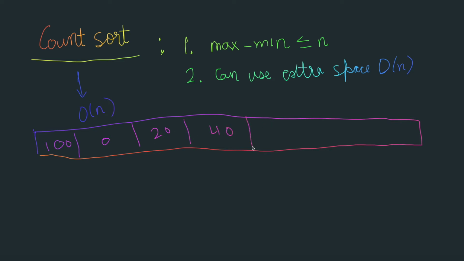There is more space, so we can add more than 5 elements. So it has 7 elements: 50, then say 15, and the last element is say 70. Now if you see, the minimum here is 0 and the maximum here is 100. N, the number of elements in the array, is actually 7. So max minus min is not less than or equal to n. So no count sort here. We should not use count sort here.